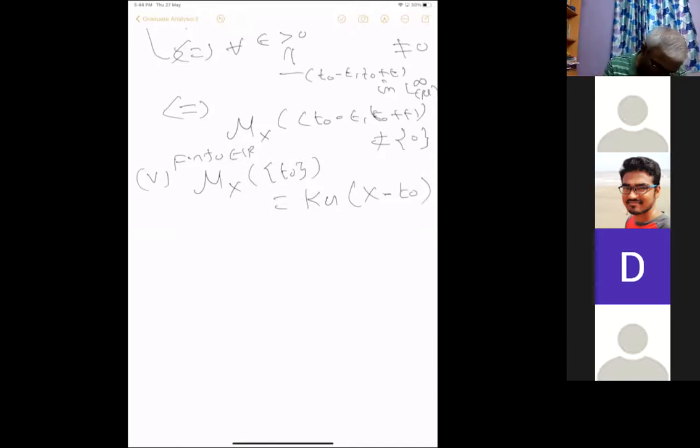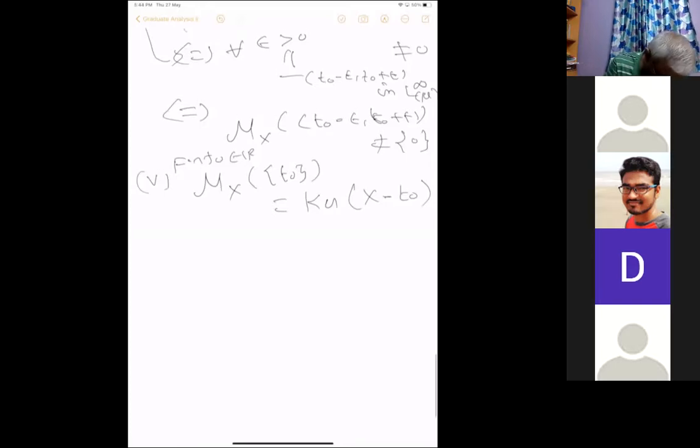Okay. So now we want to prove this. So let us prove then this is inside that is inside that. Okay. So let us consider this. Let x naught equal to 1 t0 set.